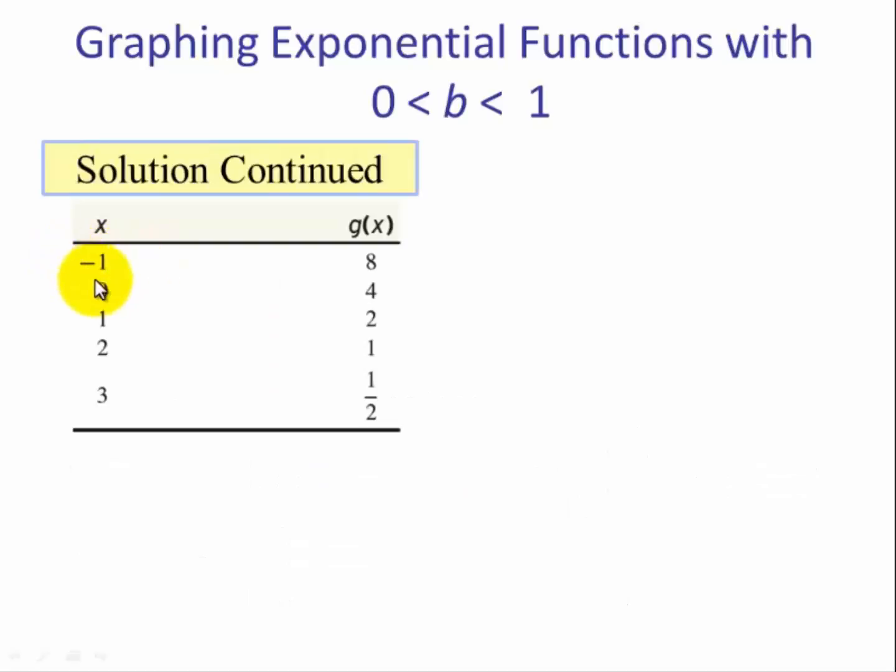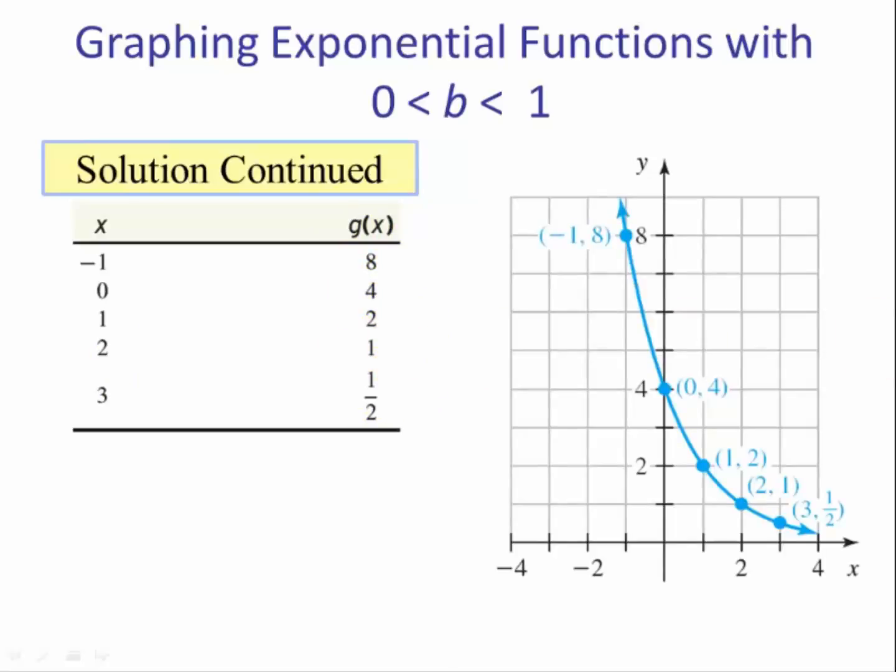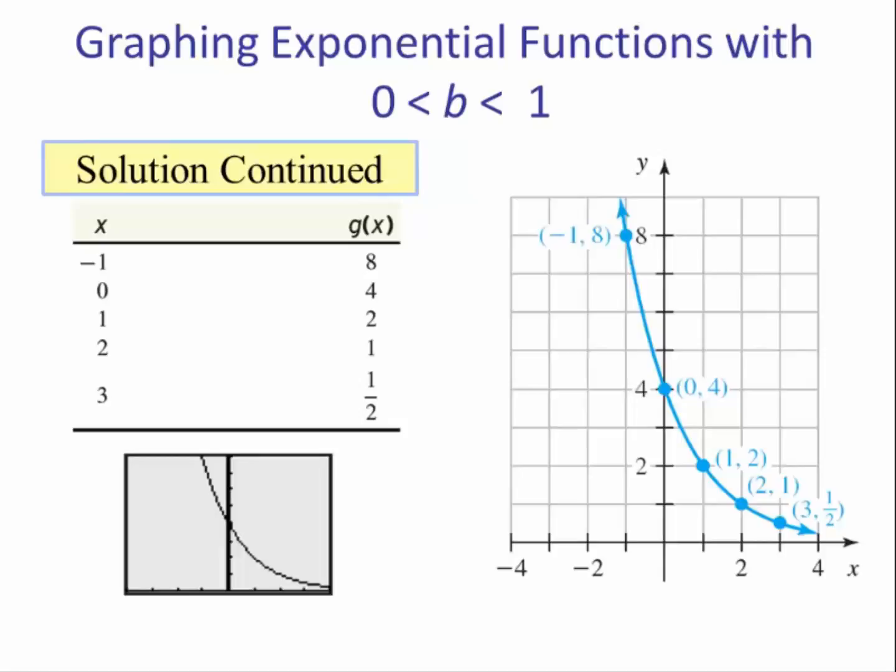So as x increases by 1, the outputs are cut in half. And this is what the graph looks like. This is what we call an exponential decay. This is a strictly decreasing function. This is what the graph looks like on the graphing calculator.